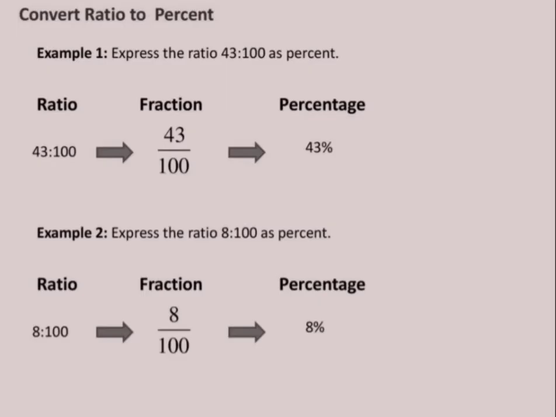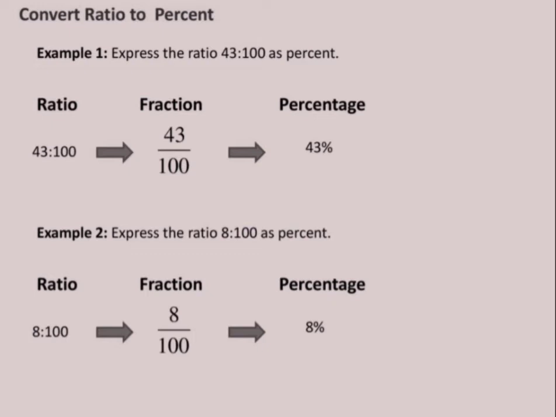Now to convert a ratio into the percent. To convert a ratio into the percent, we write the ratio as a fraction. Then multiply the fraction by 100 and assign the percentage value. Let us see the example. Express the ratio 43 ratio 100 as percent. Here the ratio is 43 ratio 100. To convert into the fraction, we'll write 43 upon 100 and then we'll convert into the percentage, we'll write 43%.